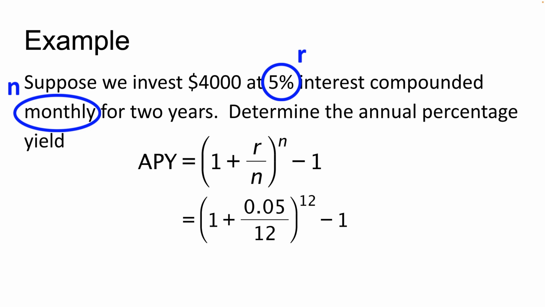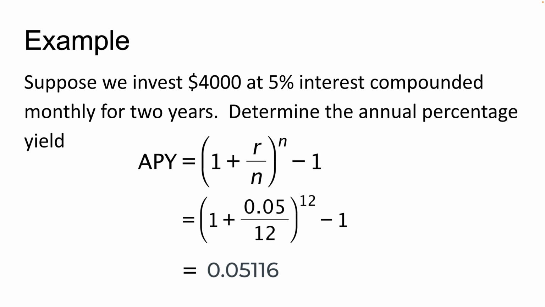Notice here that to calculate your annual percentage yield, you don't need to know your initial investment or the principal, and you don't need to know the duration of time your money is in the account. Using our calculator, we get 0.05116 or 5.116%. This means that effectively our money is growing at 5.116% over the course of the year.